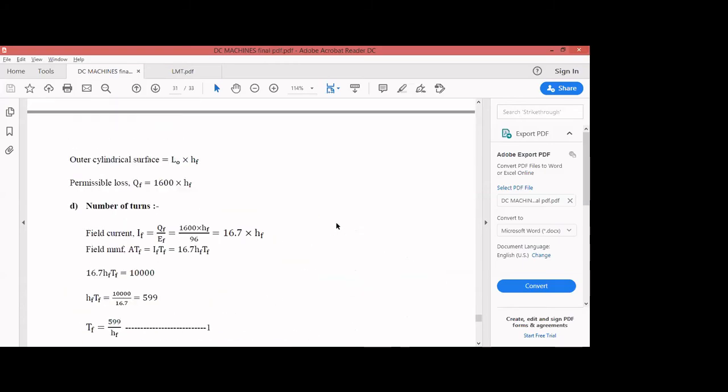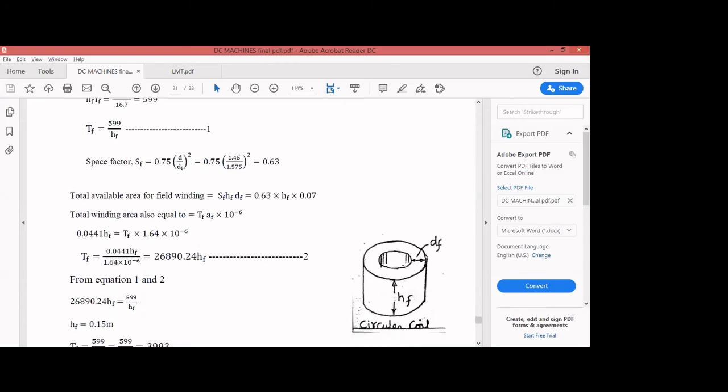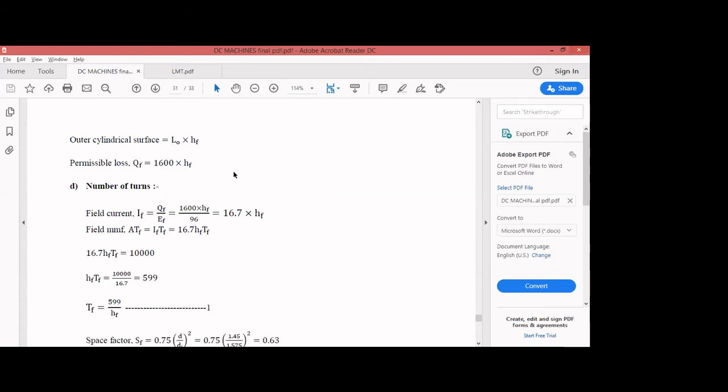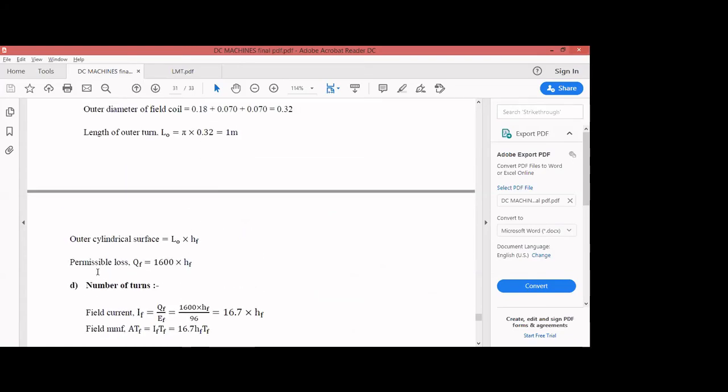So loss is dissipated in the outer cylindrical surface. Cylindrical surface means this is your L0 into HF. That will be the surface where loss will be dissipated. So you can take here L0 into HF. Since L0 is 1, permissible loss, in the problem it is given as 1600 watts per meter square, into the available area. Available area is nothing but what? L0 into HF, L0 is 1. So 1600 into HF, that is the permissible loss.